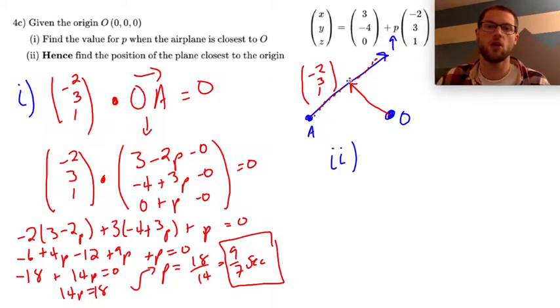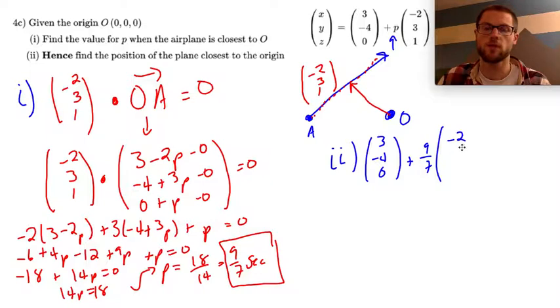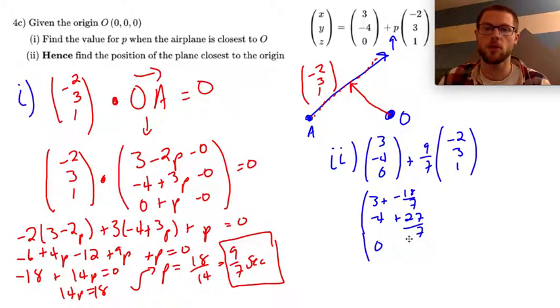And so now I need to figure out what this position vector is for that plane. To do that, I can just use this vector equation, the position vector of the airplane A. So this is 3, -4, 0, plus the p-value 9/7 times -2, 3, 1. Let's evaluate what this is. So this is 3 plus 9/7 times -2, or -18/7, and -4 plus 27/7. That's my y component, and my z component is 0 plus 9/7.